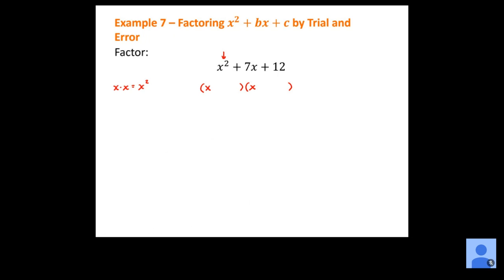Now, the next thing I'm going to look at is our last term. So I'm looking now to think, what values could I multiply together that would give us 12? Well, there are several options here. Okay, so I could do 12 times 1. I could do 6 times 2. And I could also do 4 times 3.